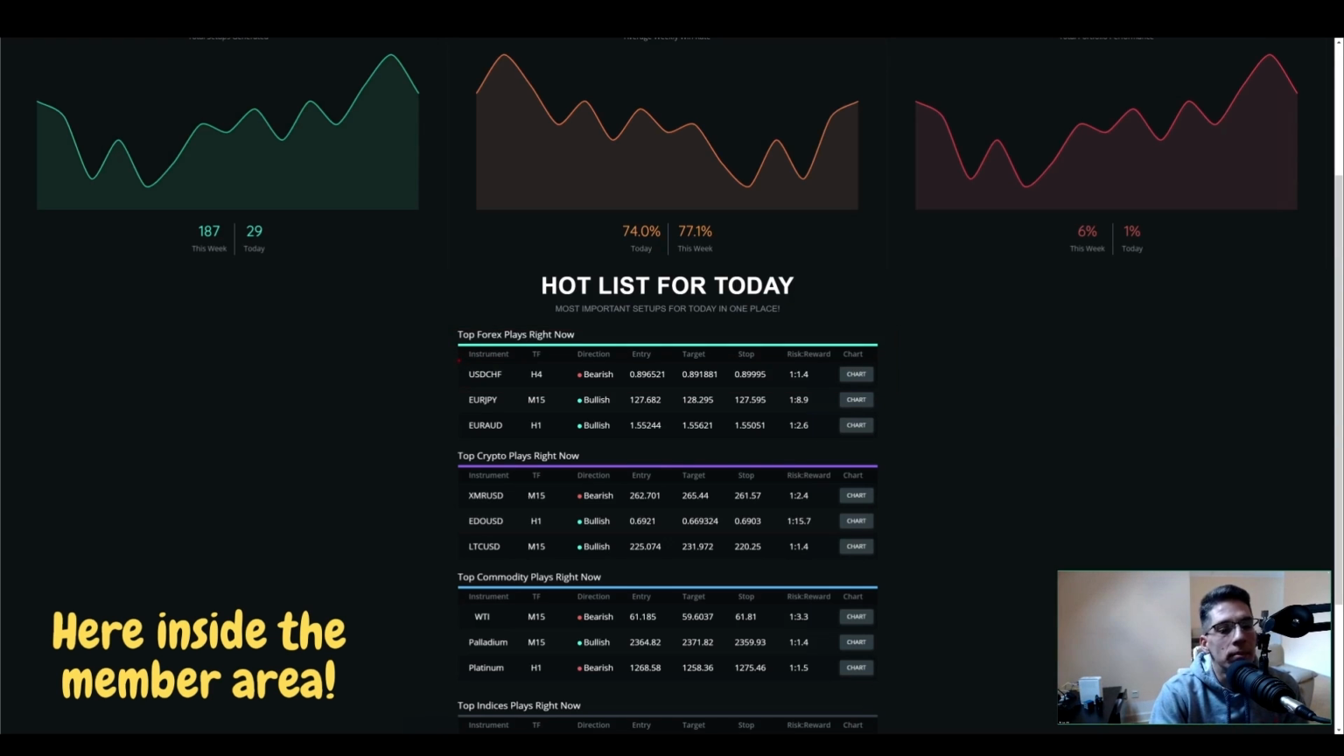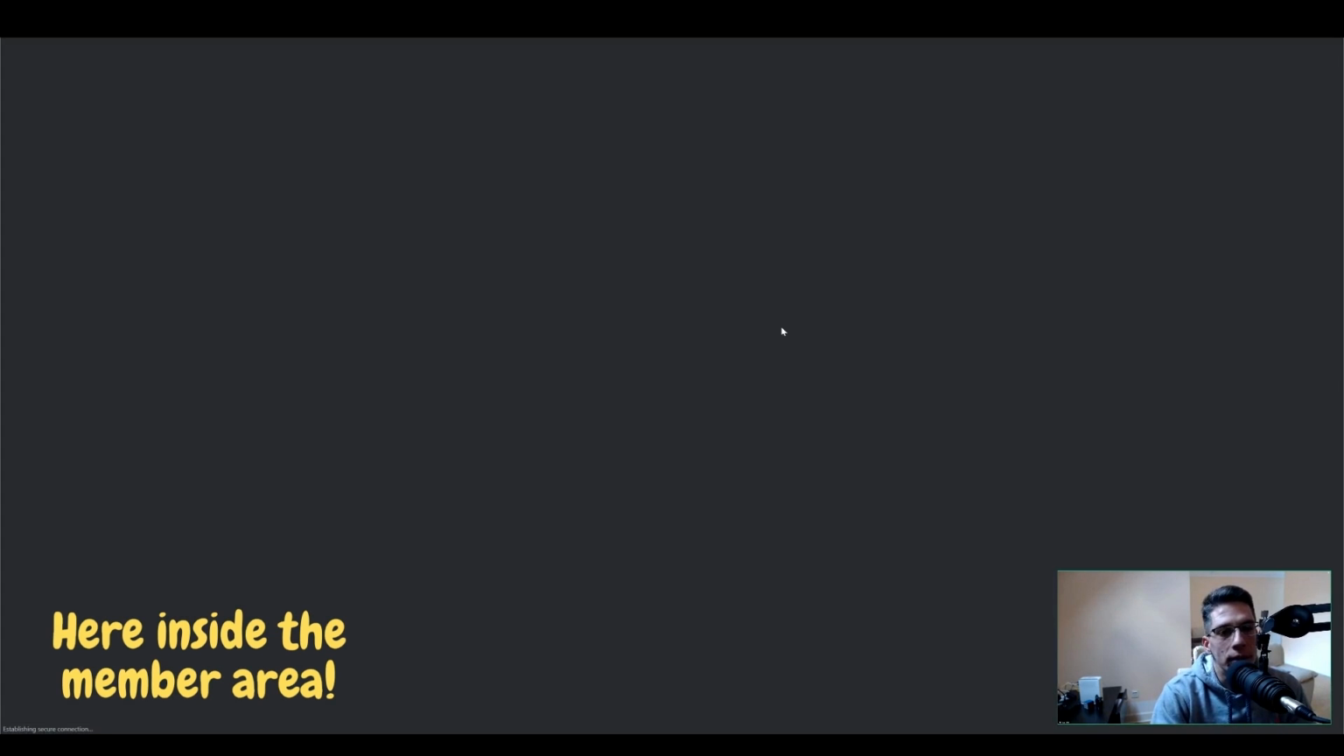Every single trade idea comes with the instrument name, time frame where we found that signal, direction bearish or bullish. Let's say either we want to buy or sell, entry point, target, stop, and a risk reward. Also, you have the chart so you can get everything that you need.